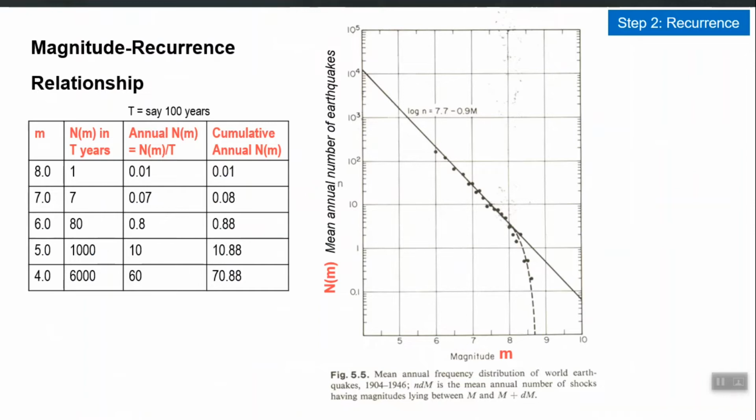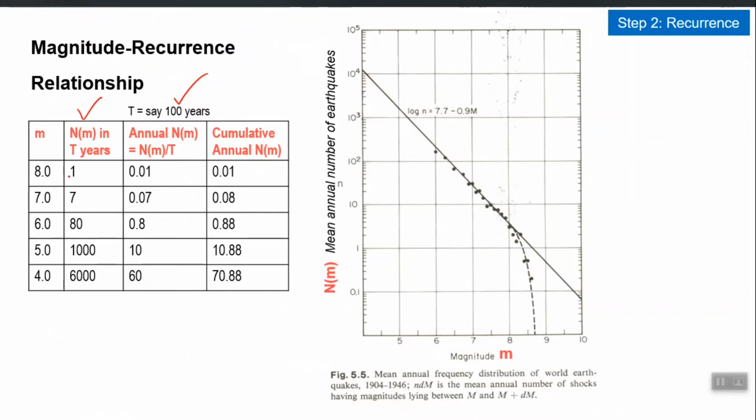Now this is how you construct the magnitude recurrence relation in stage 2 as part of the PSHA process for each seismic source zone or area source or fault. For each source you get this kind of data from the catalog. So you say that for this particular source I have the number of earthquakes of each magnitude in the last 100 years. Let us say we have a catalog for 100 years, so capital T is 100 years.